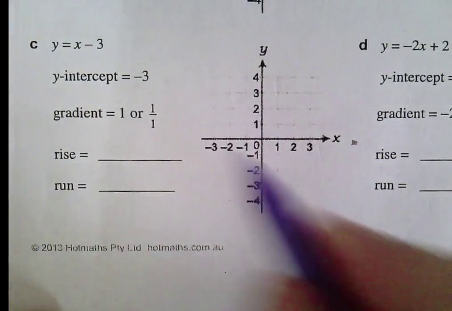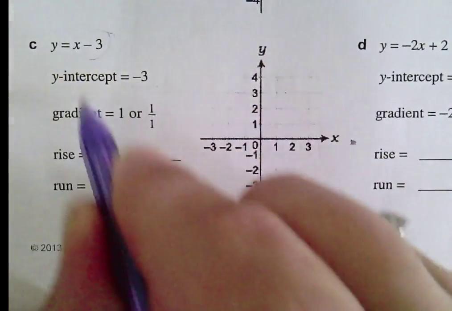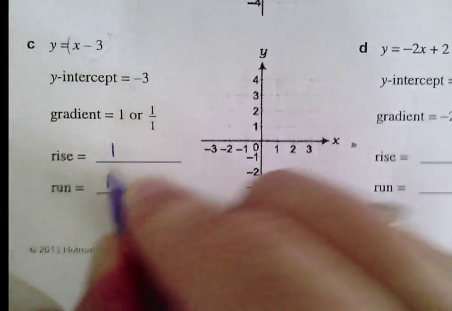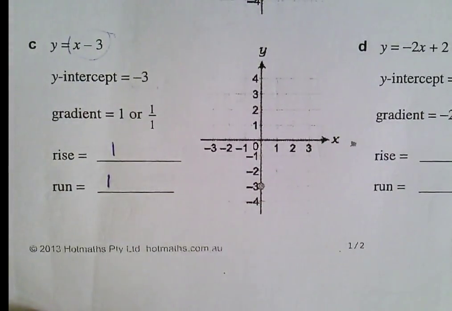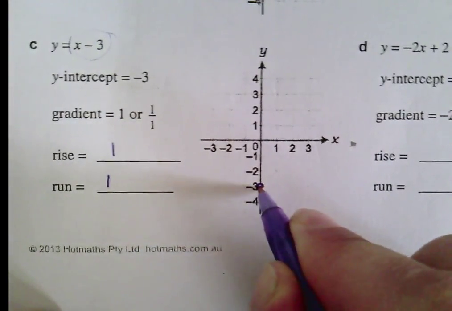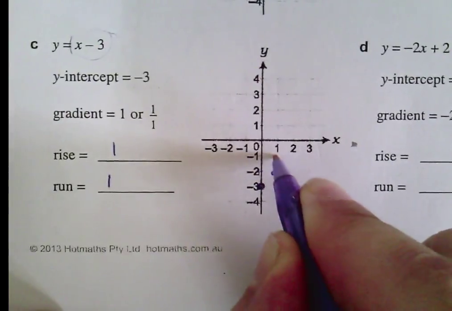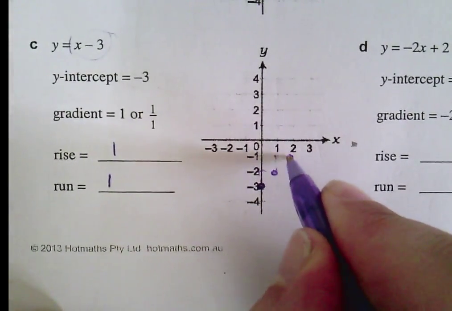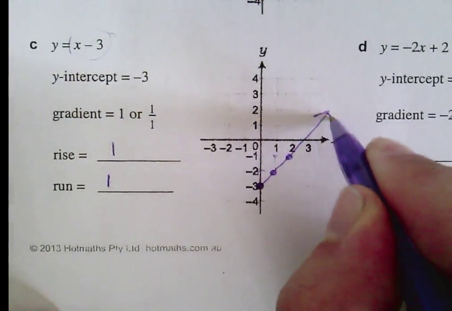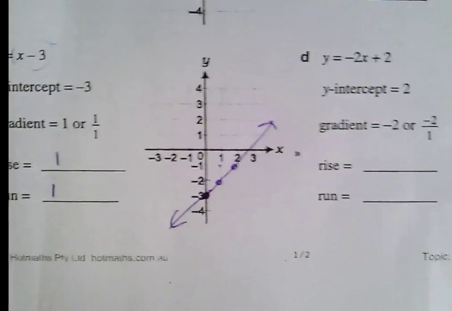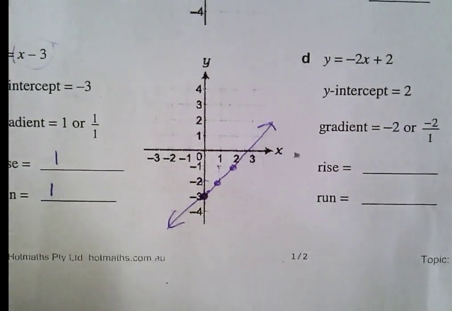y equals x minus 3. The y-intercept is negative 3. The gradient is 1 because it's 1x. Rise 1, run 1. Plot your y-intercept of negative 3 and then up 1, across 1. Up 1, across 1. Got it?